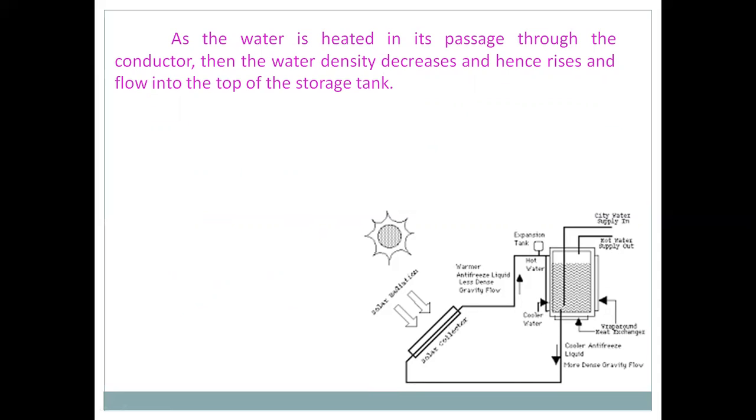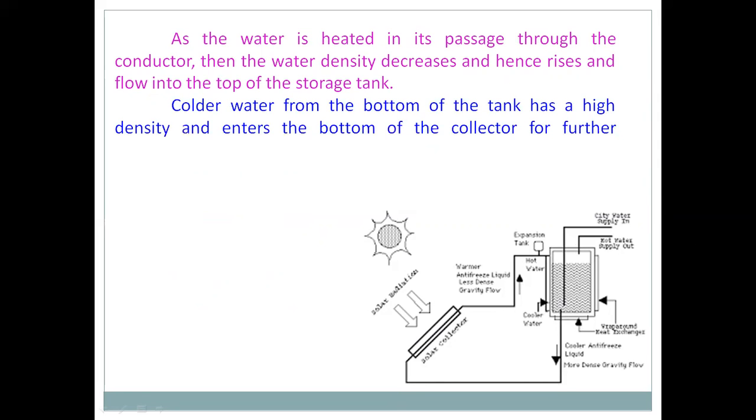Of course, the water is heated as it passes through the conductor. The water density decreases in this area, because when the sun rays are incident on this flat plate collector, the temperature of the water in this area increases. The temperature increase means it expands, so the density decreases. Due to this decrease in density, it rises to the top of the storage tank, and the cold water moves from the bottom of the storage tank into the flat plate collector. Of course, this is all done through natural convection.